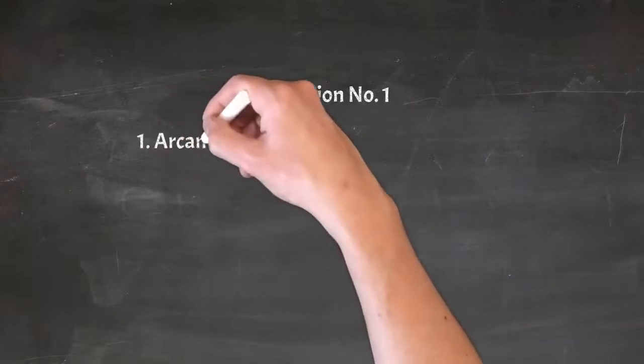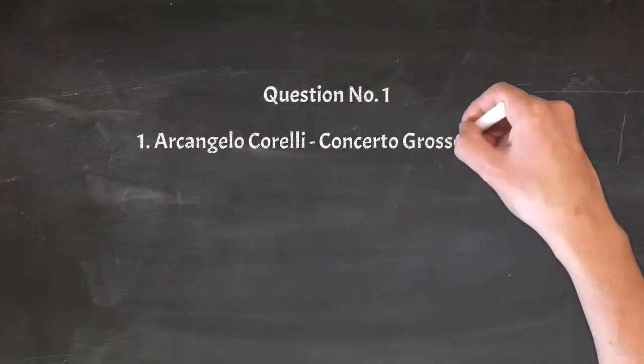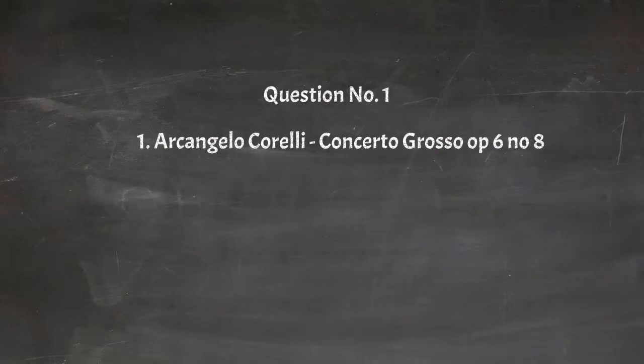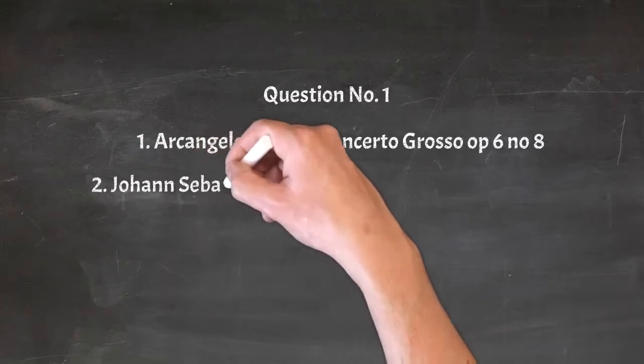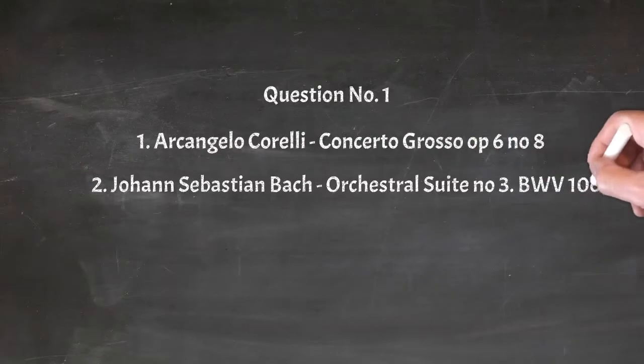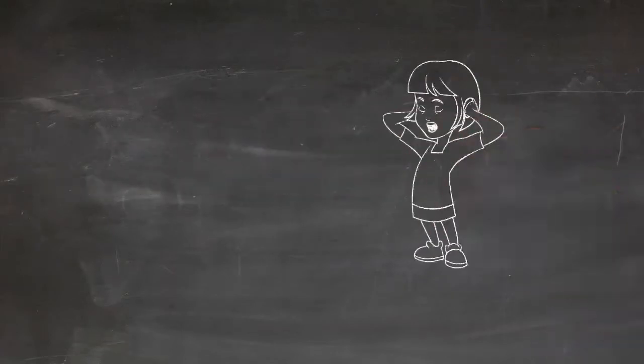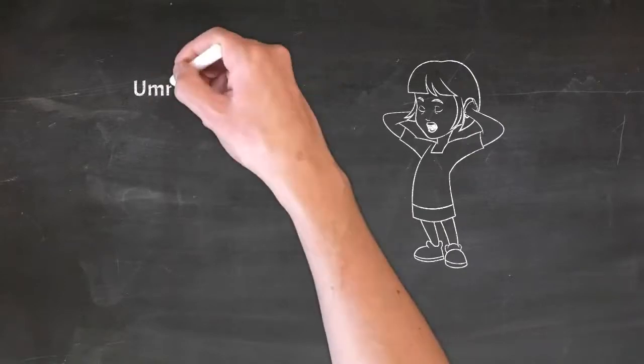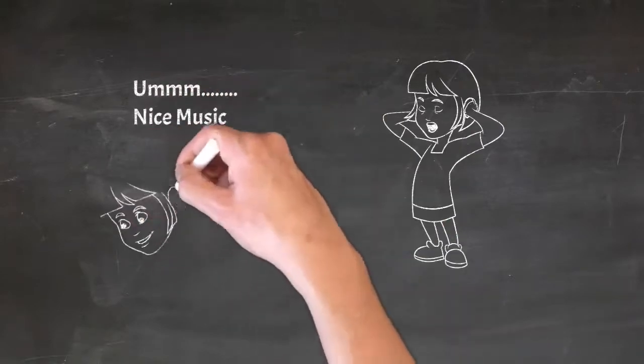This question will be based on one of the prepared pieces you would have learned for that year. So for example, in 2021, the two different set works are Corelli's Concerto Grosso, Opus 6 number 8, which is also known as the Christmas Concerto, and Sebastian Bach's Orchestral Suite number 3, BWV 1068. Now, the first preparation you need to do is to familiarize yourself with these two set works. Spend a lot of time listening to them and know them.